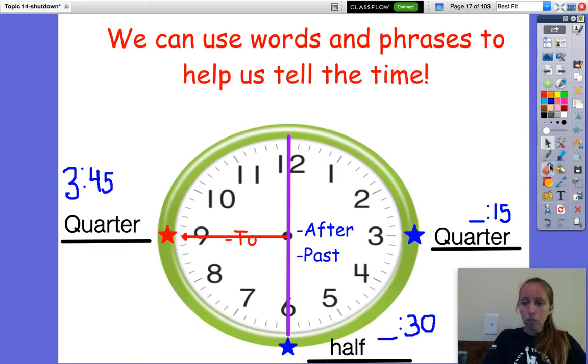Okay, so anytime you see that the minutes are 45, you can also say that as a quarter to the next hour. When you see the minute hand on the 3, or if the minutes are 15, you would say a quarter after or a quarter past. When it's 30, you would say it's half after or half past. And when you see 45 or the minute hand on the 9, you would say a quarter to the next hour.